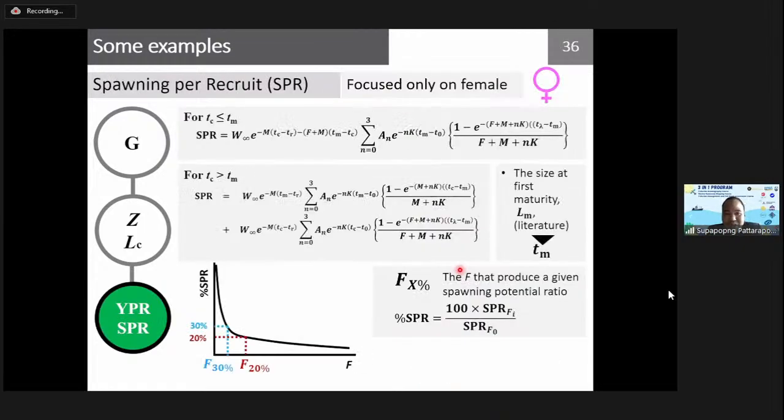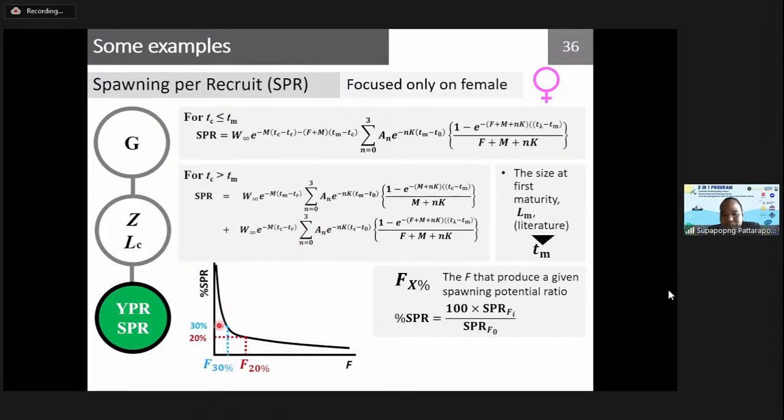And also this is the spawning per recruit analysis, which mostly focuses only on female because only female can make the spawning, can provide the egg. They have two situations based on the comparison between TC, age at first capture, and the age at first maturity. So if the TC is smaller than age at first maturity, we use this. And in the case that we catch the fish older than the age at first maturity, we use this equation. So in the end of the result, we will get this kind of curve.